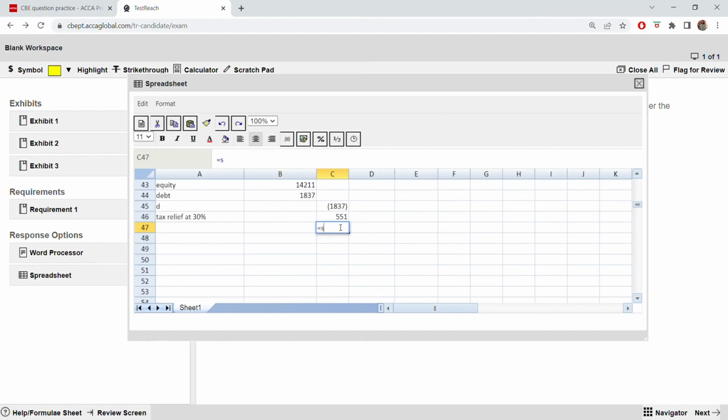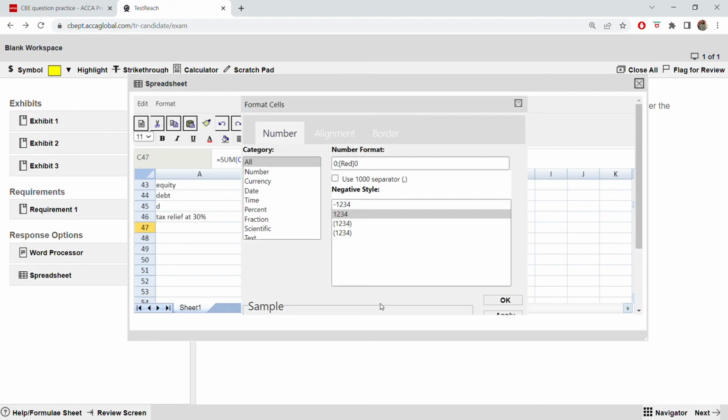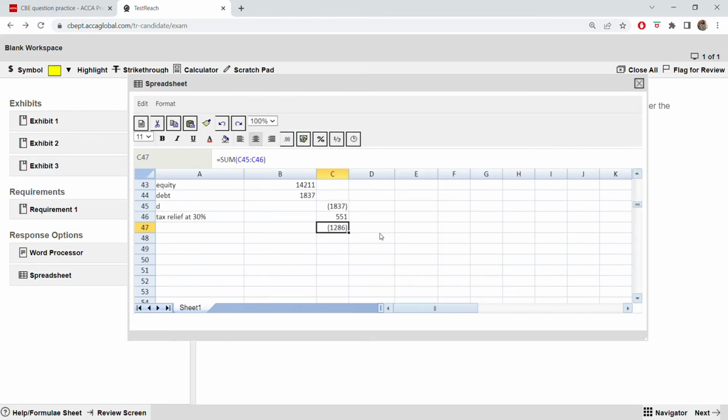We'll again do the sum function because I want to show the number in bracket, but it's showing it in red. Okay, because they told negative figure in red. When I formatted the cell, it says red. You see here, red, but it's a negative figure. So you have to go and change the format. Otherwise, it will show it in red. So it's 1286.